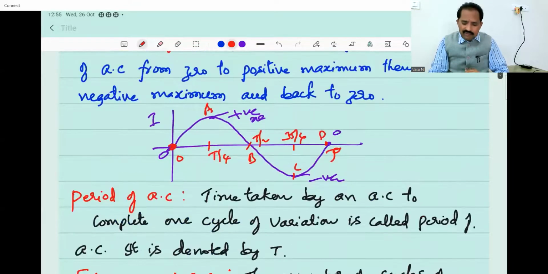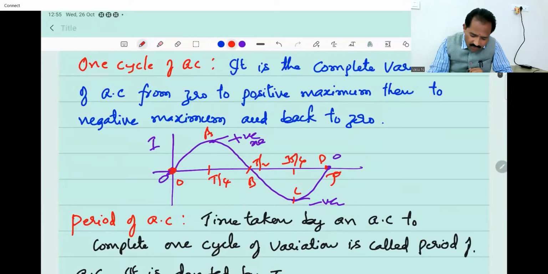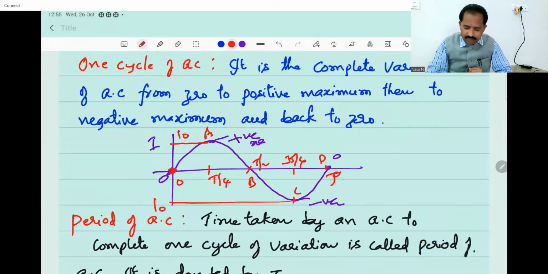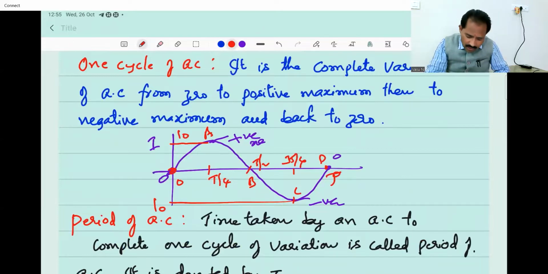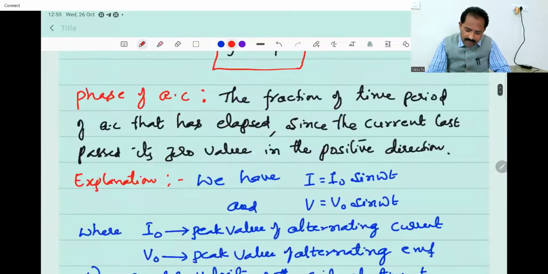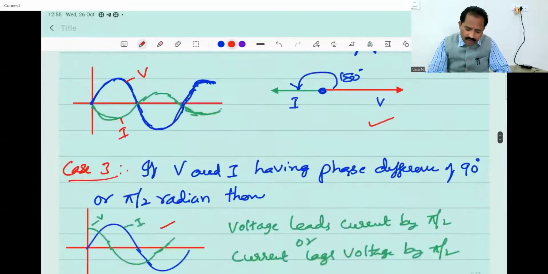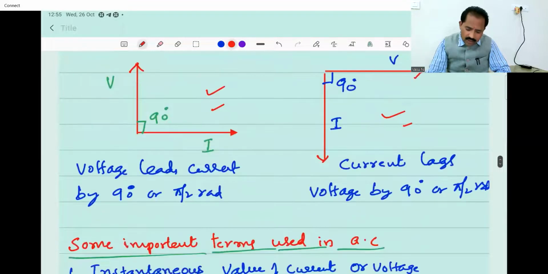Okay, so in this graph, this represents the peak value of current. This is also called the peak value of AC, and it may be a current or voltage. That is called the peak value or amplitude of AC. So what is called peak value? The maximum value of AC attained during each half cycle.